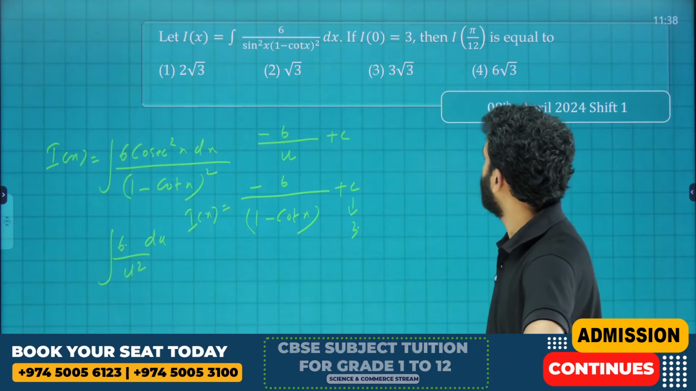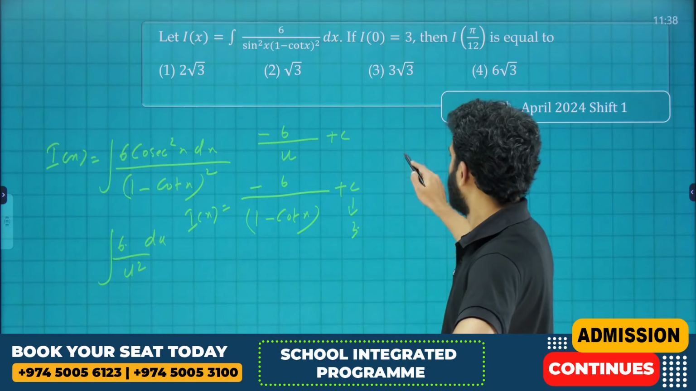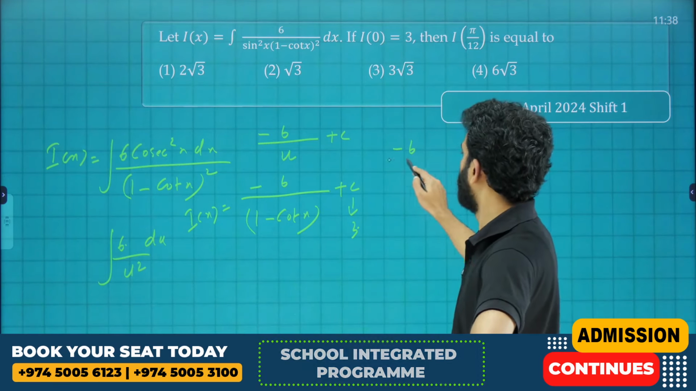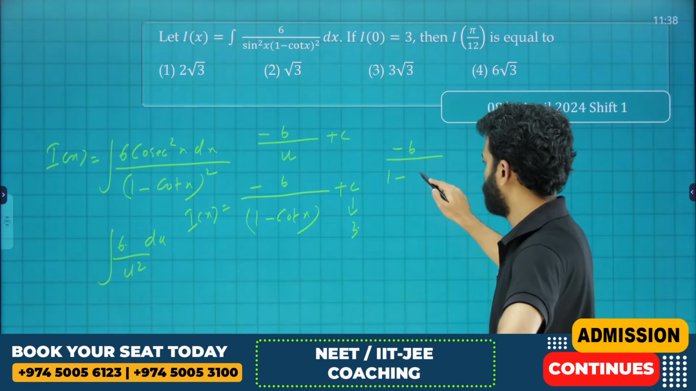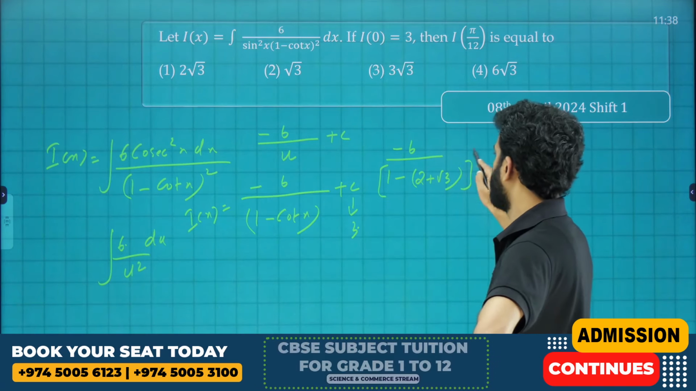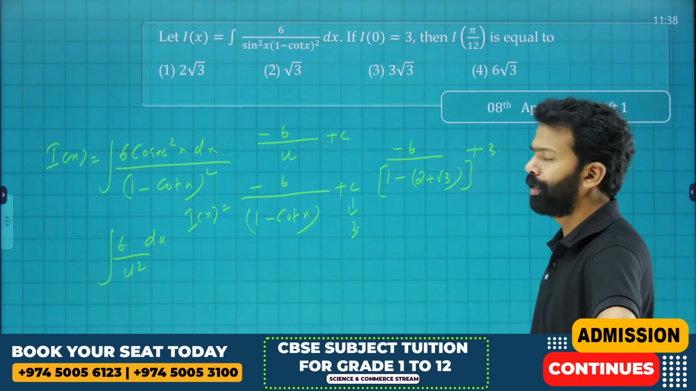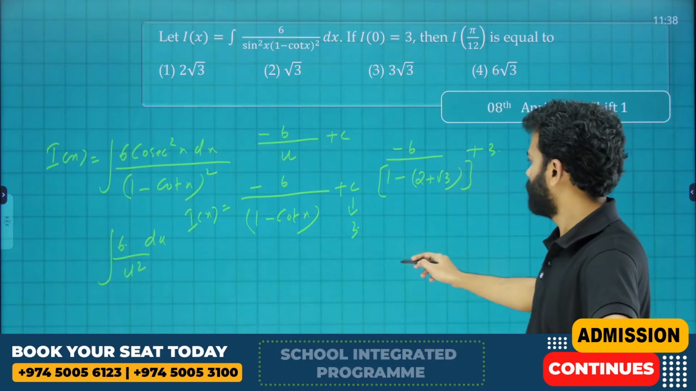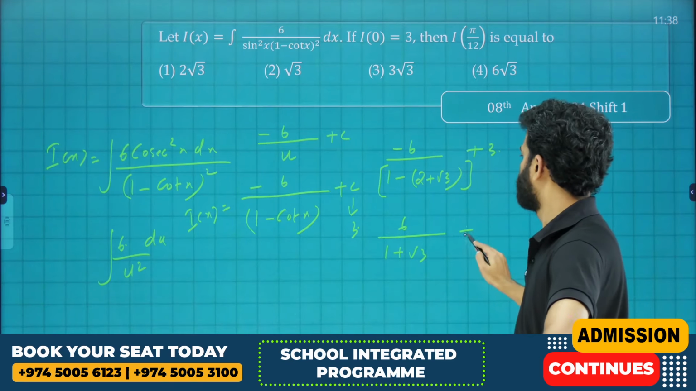Then you need to find the value of I of pi by 12. Pi by 12 means 15 degrees, right? Therefore, it will be minus 6 by 1 minus cot 15, and cot 15 is equal to 2 plus root 3. So minus 6 by 1 minus 2 plus root 3, plus 3. And this becomes 1 minus 2 minus root 3, that is minus 1 minus root 3. We can cancel the negative, it will be 6 by 1 plus root 3 plus 3.